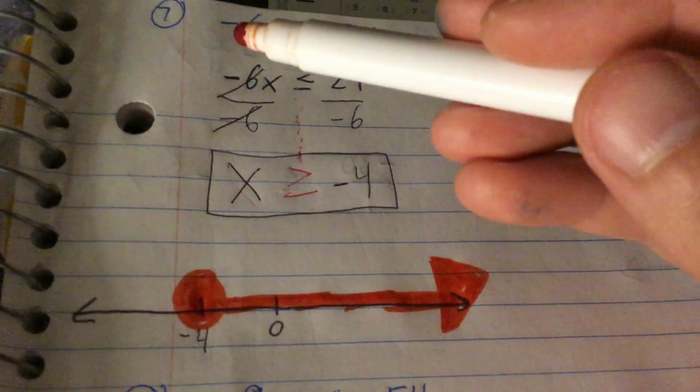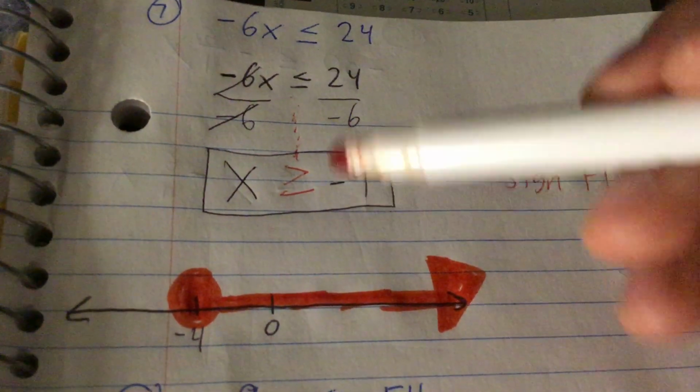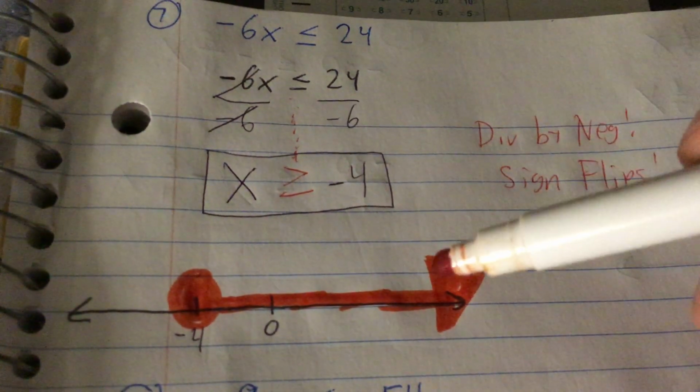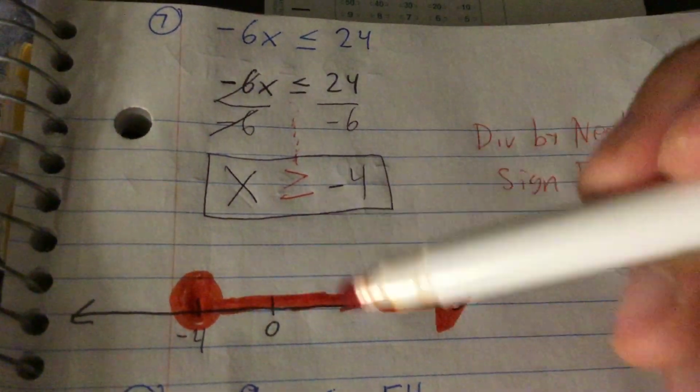Negative 4 itself, negative 6 times negative 4 would be 24. 24 is less than or equal to 24. Of course 24 is equal to 24. So that's why the endpoint is included in this solution set.